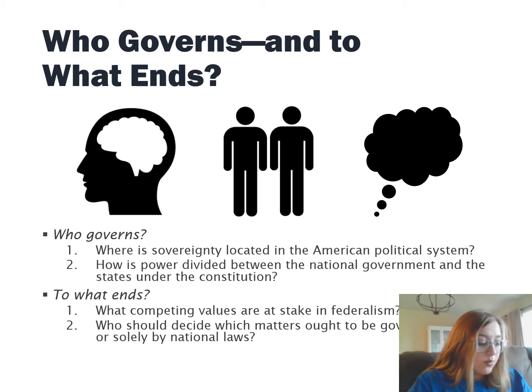Then who decides which matters ought to be governed mainly or solely by national laws? I think that's kind of a matter of opinion. Your textbook will talk a little bit more about that, right? But how we decide which issues should be dealt with federally versus which issues should be dealt with at the state level really is dependent on the political process, how it plays out, and what the people think about any given issue.